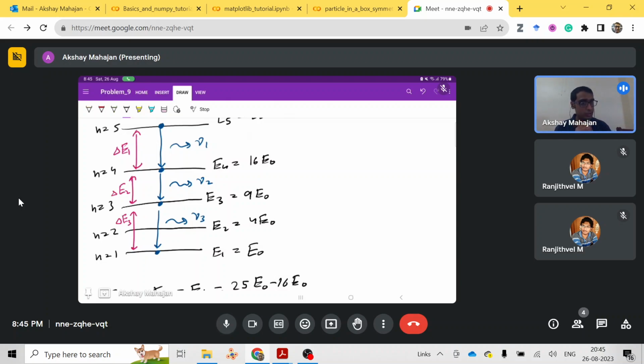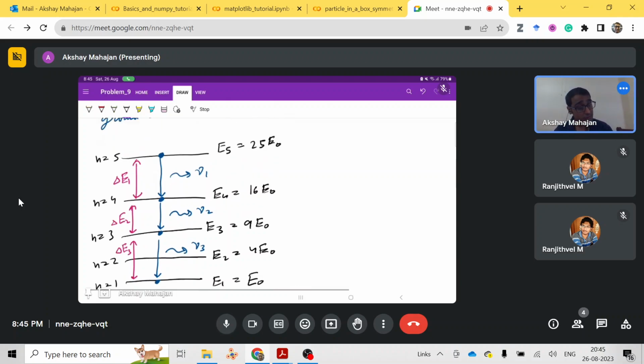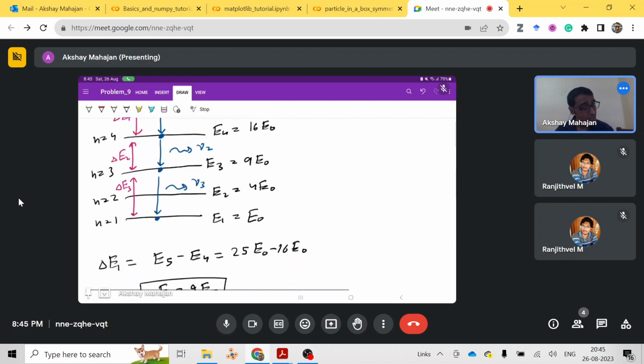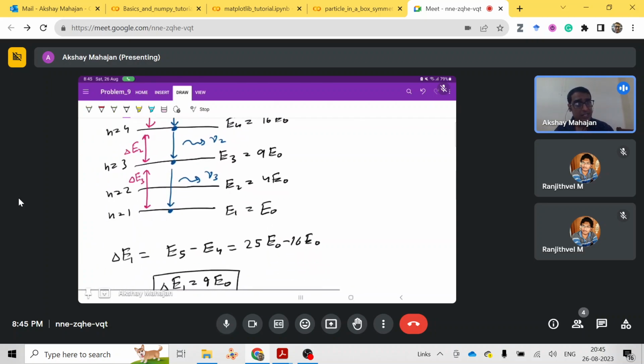You just go through the problem and you find these delta E transitions, and from this delta E you can calculate your frequencies, whatever your frequencies are. And so by delta E by h you can find this.